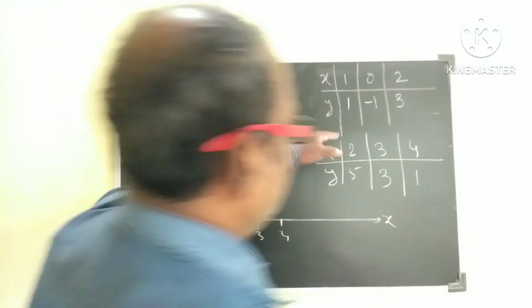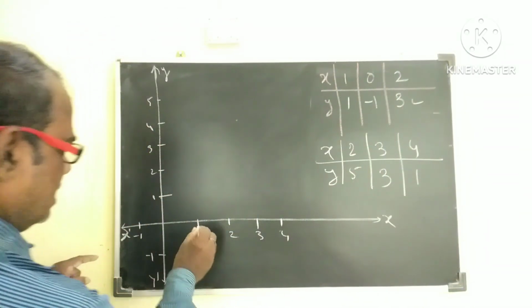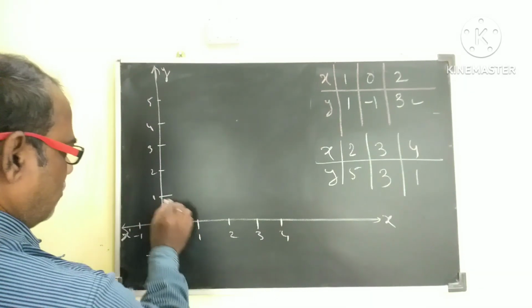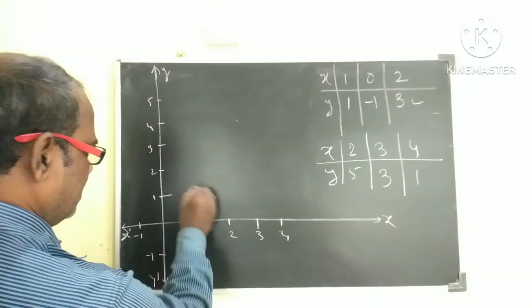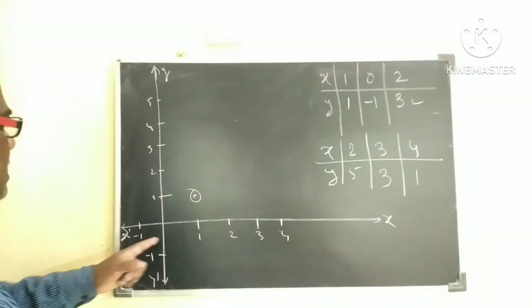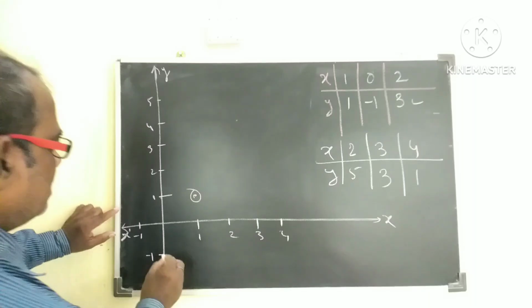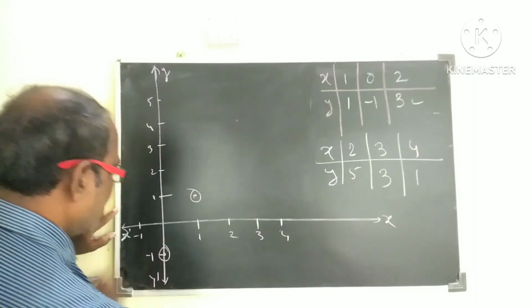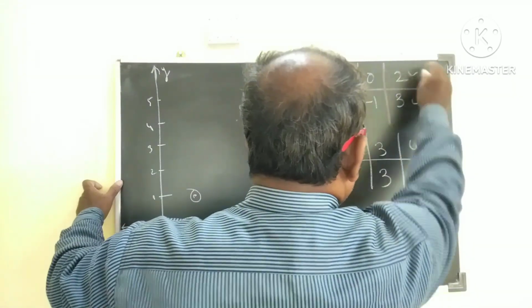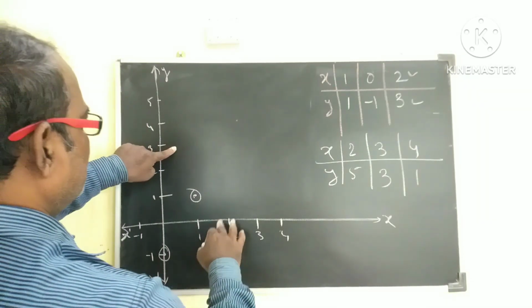Now let us draw the line of this graph. They said x equals 1, y equals 1. So this is the point. Next, x equals 0, y equals minus 1. x equals 0 is this, and y equals minus 1. Next, x equals 2, y equals 3.